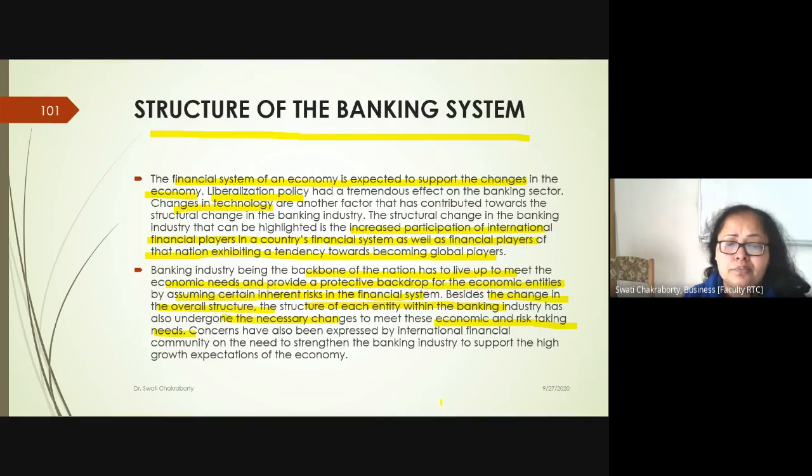There has also been concern expressed by the international financial community, who felt there is a need to strengthen the banking industry to support the high growth expectation of the economy.